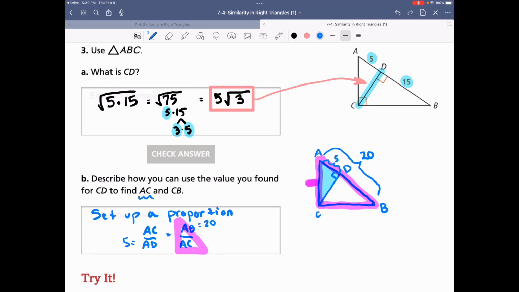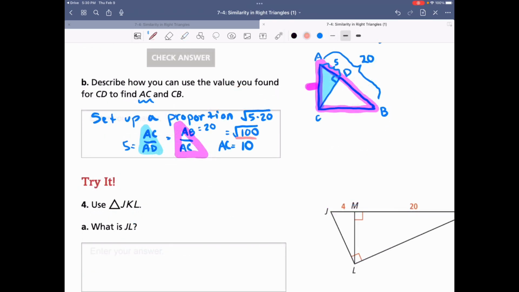I just drew this triangle from this one. These are the same triangle. I just redrew it so that I could highlight it. Well, now we would just do 5 times 20, which is 100, and take the square root. I should show that step. 5 times 20 is going to equal the square root of 100, which is equal to 10. So AC is equal to 10. And I should just be consistent that this was the small triangle that we did. So this is your answer, AC equals 10.